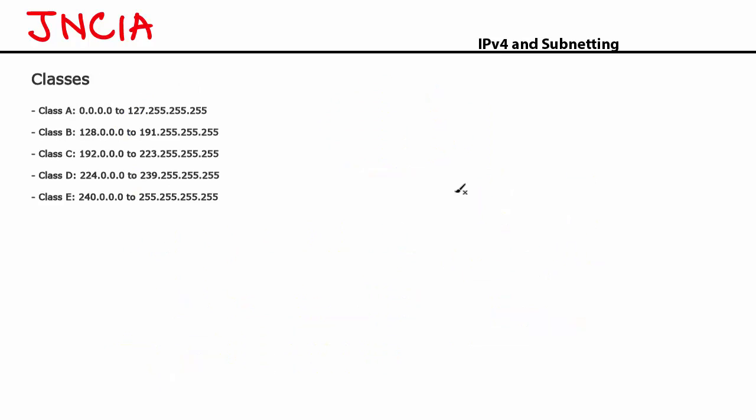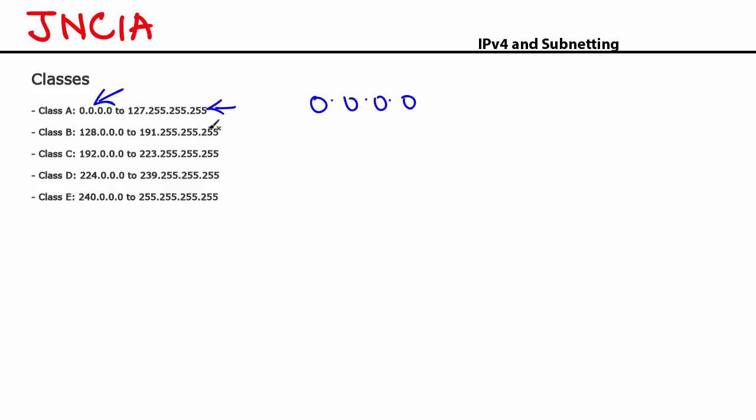There are 5 different classes of IP addresses. The classes are Class A, Class B, Class C, Class D, and Class E. Class A starts from 0.0.0.0 to 127.255.255.255. Now this is a theoretical value. The reason I say this is because 0.0.0.0 cannot be assigned to any network device. That's why it's a theoretical value.